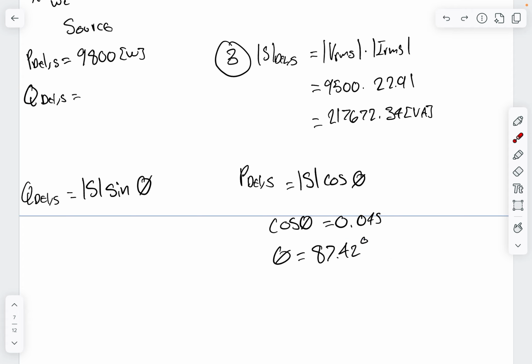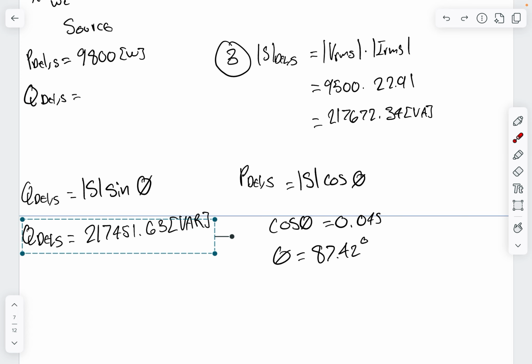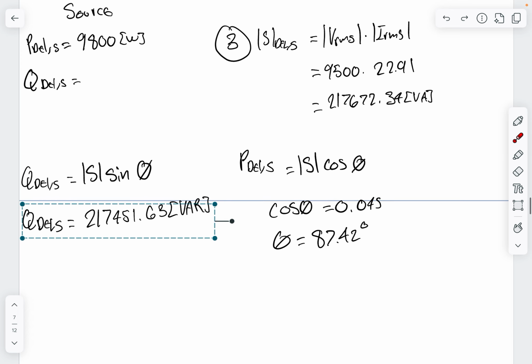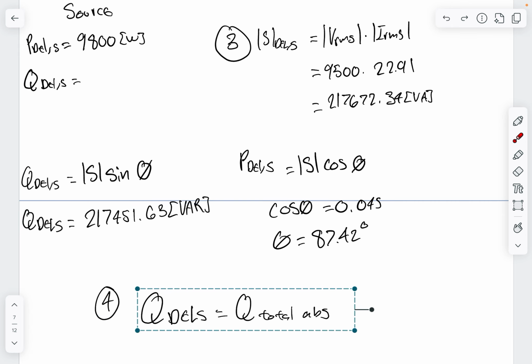Perfect. From here, we're able to just plug this in right into there, and then find the magnitude as we already have, and we're able to find the reactive power delivered to this circuit by the voltage source, and that is 217451.63 VAR.